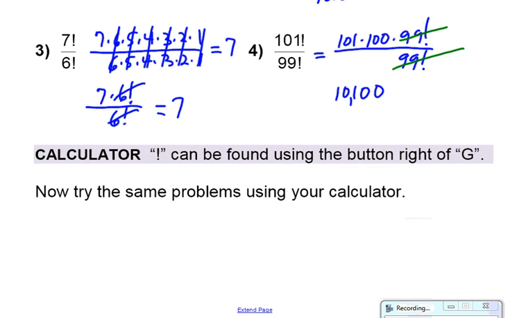So now take a minute and try this out in your calculator. That exclamation mark for factorial can be found using the button that's just right of the letter G down on the bottom. So give those a try.